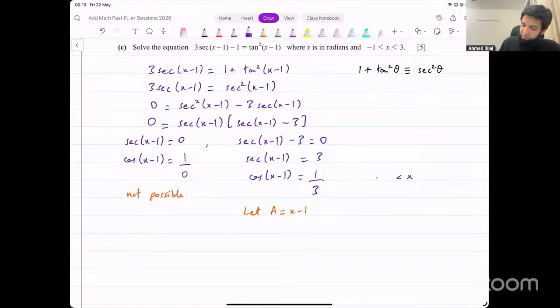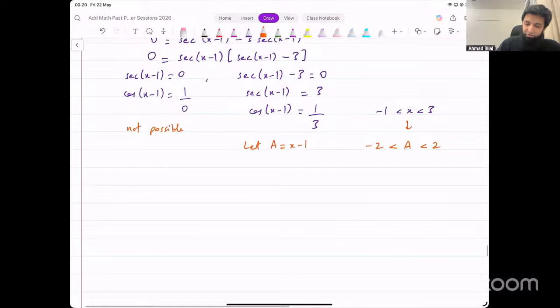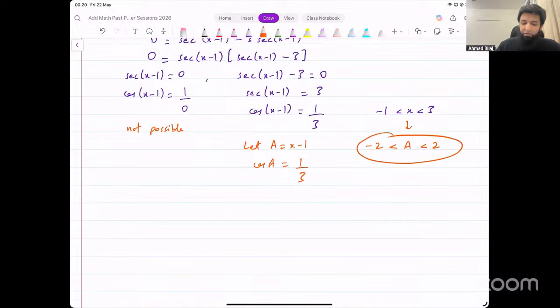we were given that x is between -1 and 3. What about a? Input -1 in this, -1 minus 1, that becomes -2. Input 3 in this, 3 minus 1, that becomes 2. So a has to be between -2 and 2. We get this equation, cos of a equal to 1 over 3. Solve this equation for a between -2 and 2, and then at the end, you put that substitution back. You could do it without substitution as well. I just prefer it sometimes because it saves you from careless mistakes.